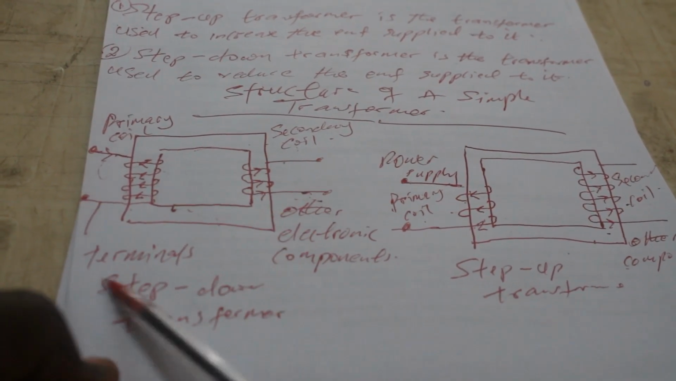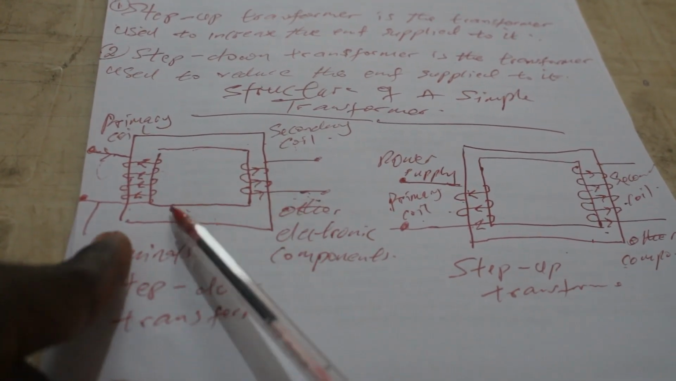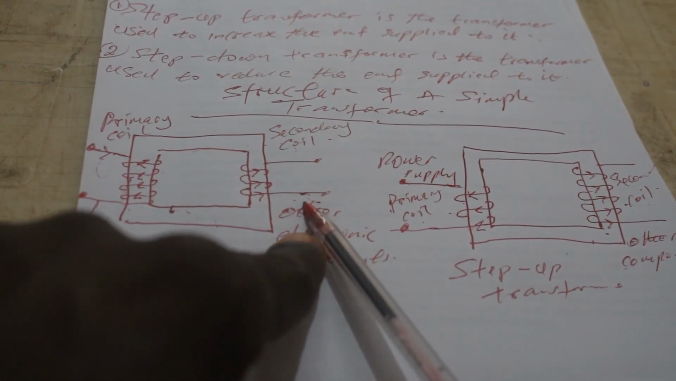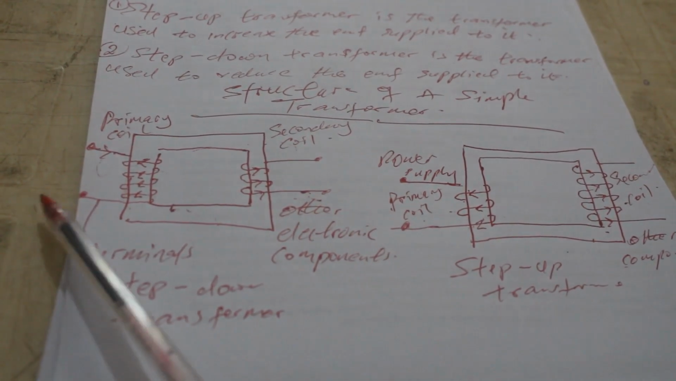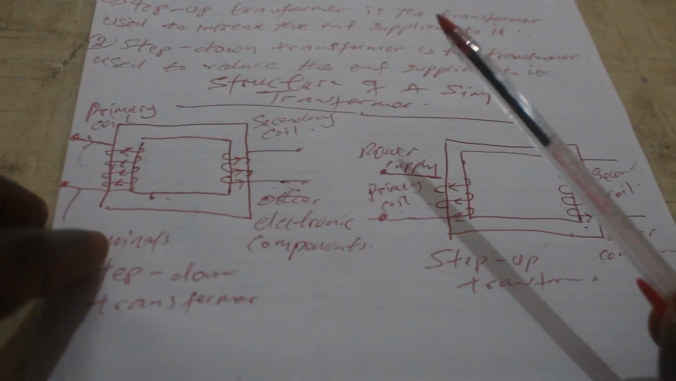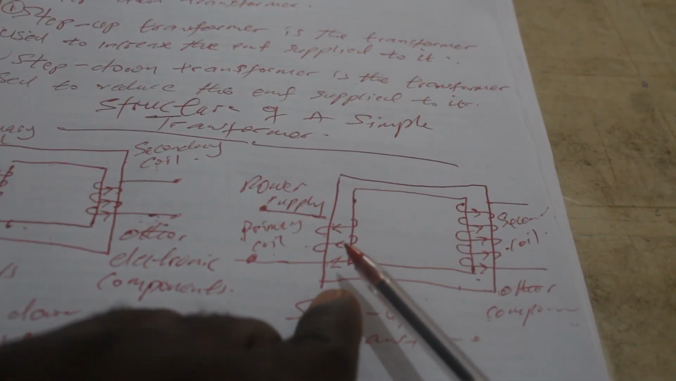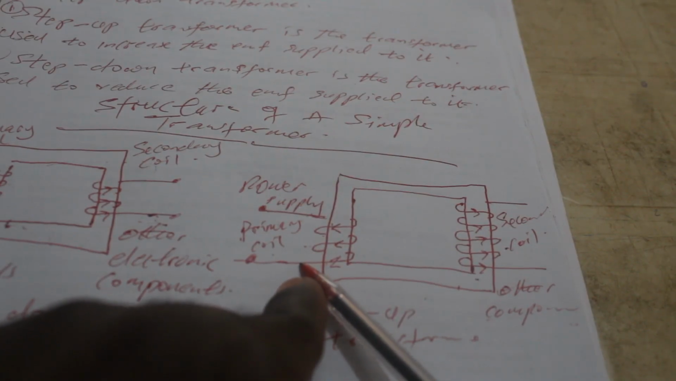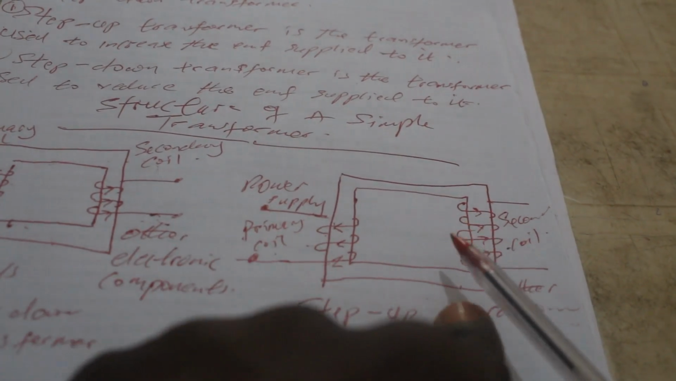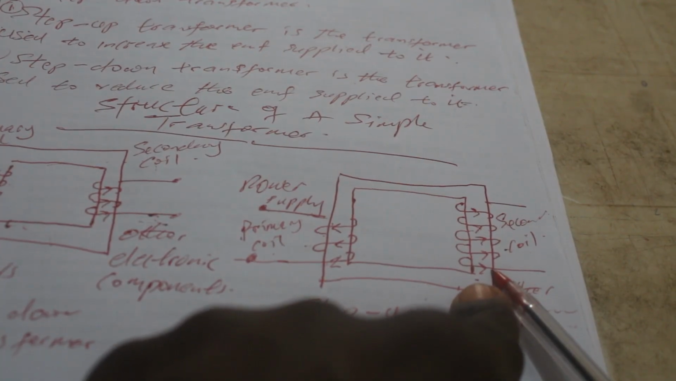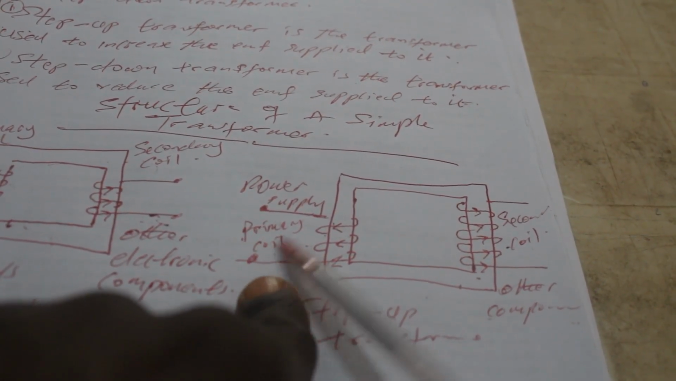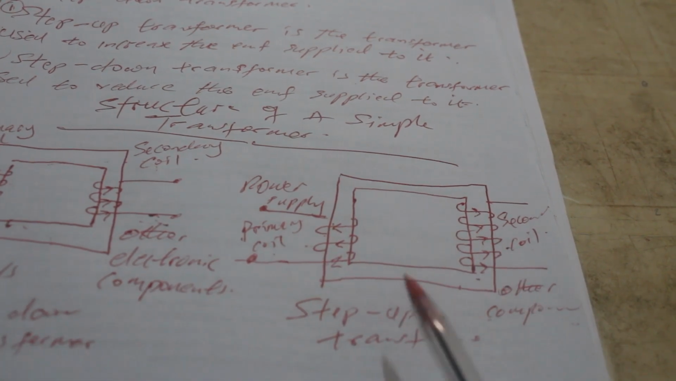So step-down transformers are used in circuits where you need a smaller amount of EMF or current supplying the electronic component than the EMF or current being supplied from, let's say, the mains. While step-up transformers are used in circuits where you need more EMF or current to supply the components than is supplied from the mains.